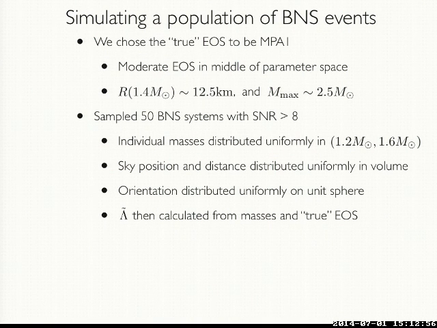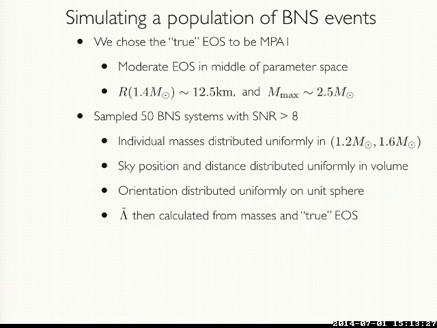The one I'll talk about here is, you have to pick a true equation of state because there's no actual data. So we chose this MPA1 equation of state, which is a moderate equation of state. It's about 12 kilometer radius, maximum mass of 2.5 solar masses. And then we sampled a set of 50 systems that have an SNR greater than 8, chosen uniformly in volume, distributed uniformly in masses from 1.2 to 1.6 solar masses.